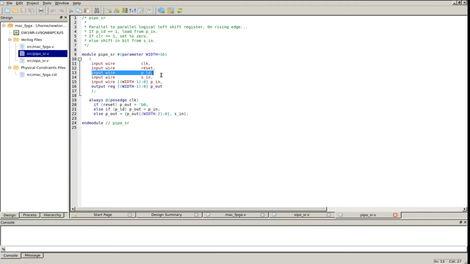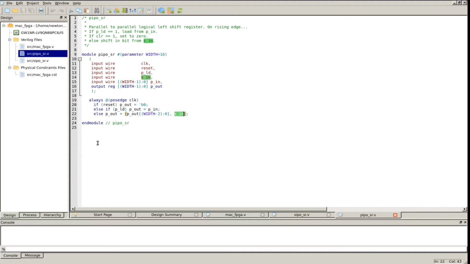So if PLD is true, then the value of the shift register will get set to the values that come in on the signal's PIN. And once again, the shift registers are the things that are clocked. And so this if determines what happens on the rising edge of the clock. Like before, if reset is 1, the registers are cleared. But now, if reset is 0 and PLD is 1, this happens. The D flip-flops take the values from PIN. That's a parallel load. And if PLD is not 1, then P out is set according to this shift pattern, a left shift. So SN is in the least significant bit position. So it's similar to the PIPO shift register.